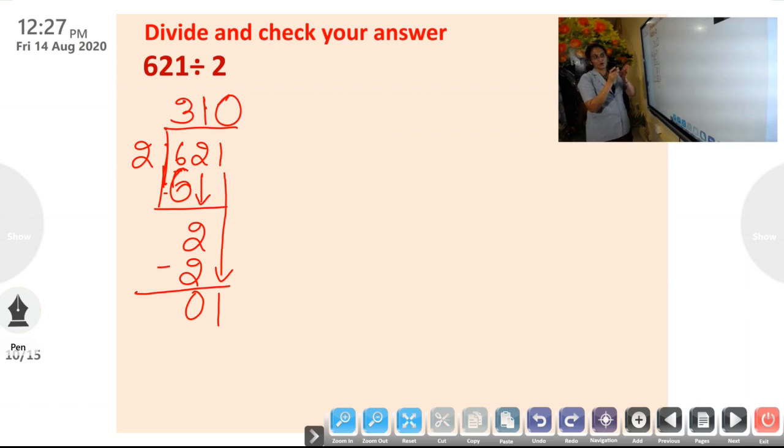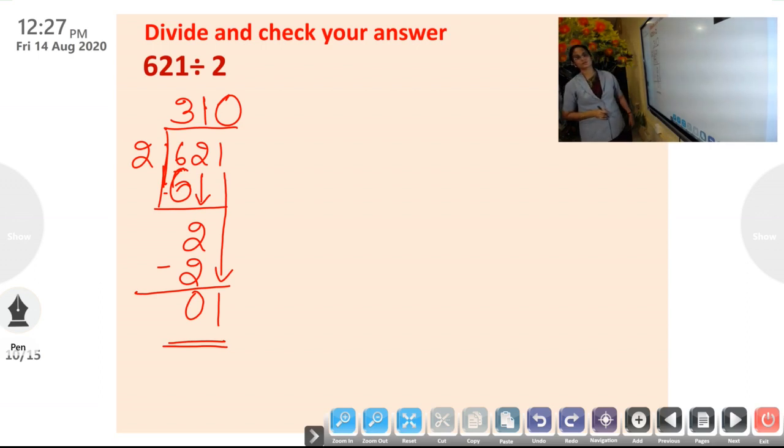When it is not possible to divide any digit by the divisor, don't forget to give a 0 in the quotient. Okay. 1 is not divisible by 2. So give 0 in the quotient. So this 1 remains as the remainder. 1 is the remainder. Okay.